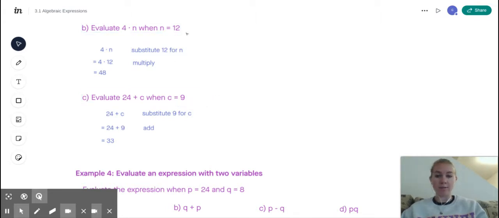N will not always and forever equal 12. It's just in this particular problem, n equals 12. For the next algebraic expression, maybe n will equal 35, or n could equal 1,000. It could be whatever. So don't get stuck on, oh, C always and forever equals 9. Nope, not the case. Just for this particular problem. Okay?